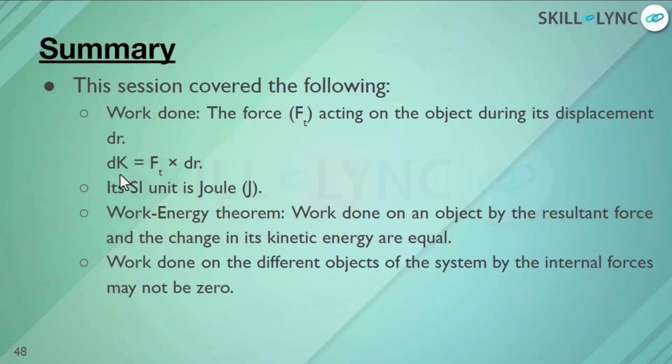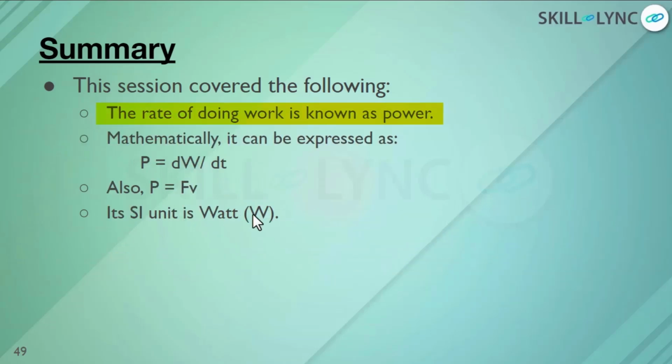The change in kinetic energy dk is equal to the work done, where dk can be written as k2 minus k1 or kf minus ki, where kf is final kinetic energy, ki is initial kinetic energy. So the change in kinetic energy would be kf minus ki, that would be equal to work done. This has been stated by the work energy theorem. Further, work done on different objects of the system by the internal forces may not be zero. In the next slide, we'll see what is power.